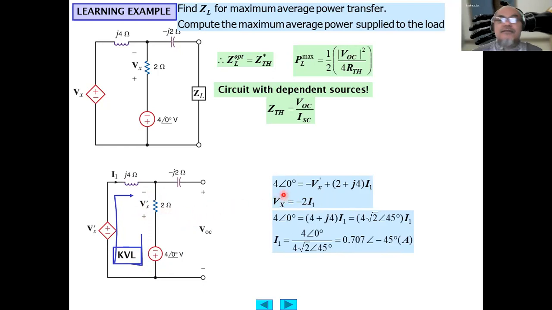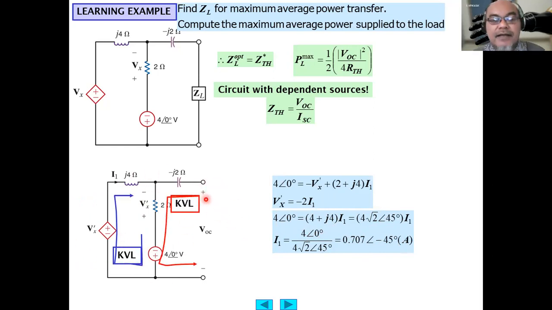From these two formulas, we substitute minus Vx here. So it equals 4, this is -2, minus and minus equals plus 2I1, plus 2I1 equals 4I1 plus j4I1. So I1 equals 4 volt divided by 4 plus j4, or 4 square root 2 with a phase angle of 45 degrees. Hence we obtain 0.707 with a phase angle of minus 45 degrees ampere as the value of I1.